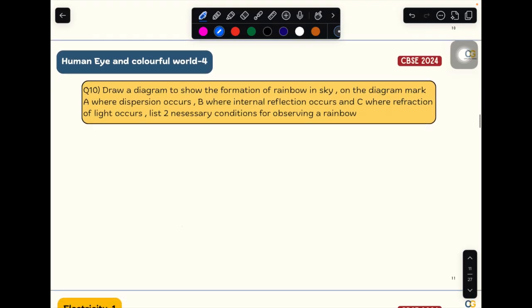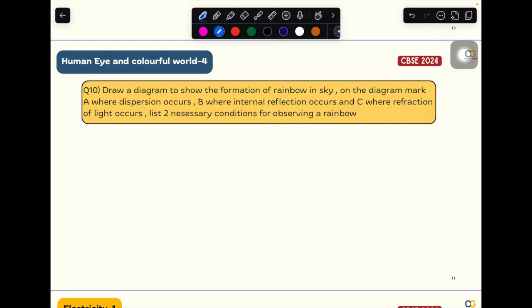Now this is one of the questions on ray diagrams that was asked on natural phenomenon last year, where the diagram as such was not in your textbook, but they were asked to draw it and mark where dispersion occurs, internal reflection occurs, and where refraction occurs in rainbow formation, and list 2 conditions for observing a rainbow.